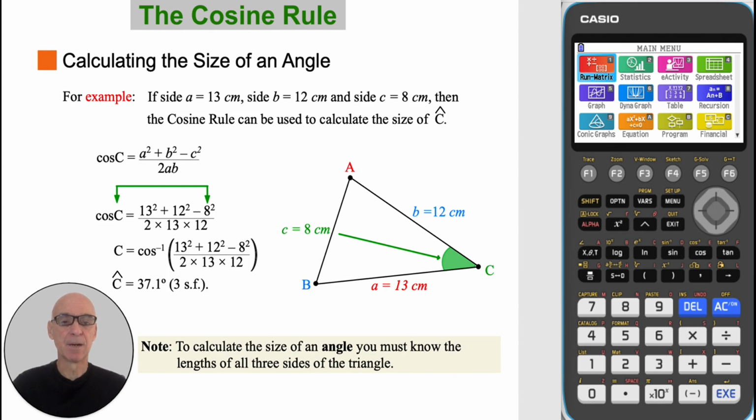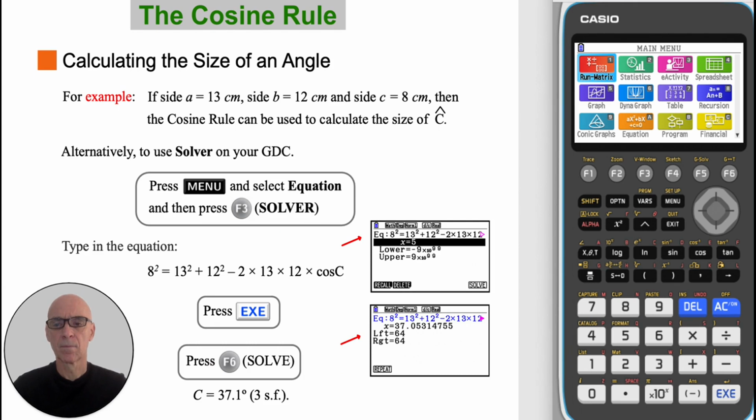In this example, the cosine rule can be used to calculate the size of angle C. To calculate the size of an angle, you must know the lengths of all three sides. Alternatively, you can use Solver.